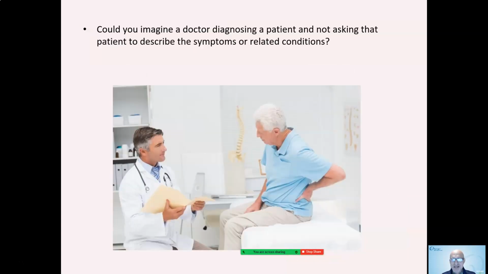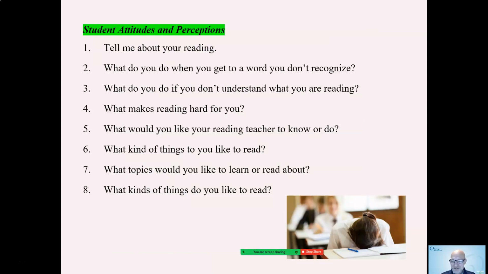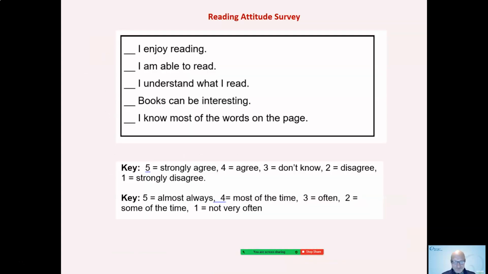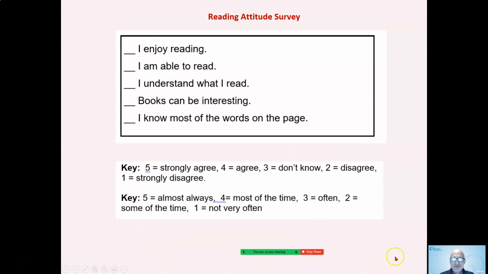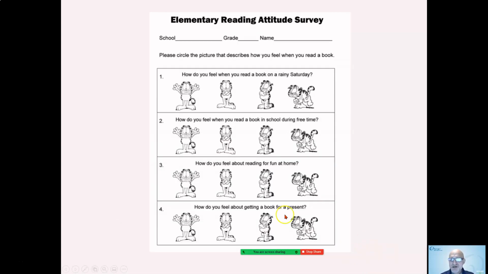Again, could you imagine going to a doctor and the doctor not saying, how's it going? Tell me about your back. What did you do? No, absolutely not. So here's the thing. We can create these reading attitude surveys, and they come in a variety of forms, and I'll show you some of these. I enjoy reading. I'm able to read, and you can decide what kind of numbers you want to use and descriptors, limited only by your imagination. You can find these online with younger students.